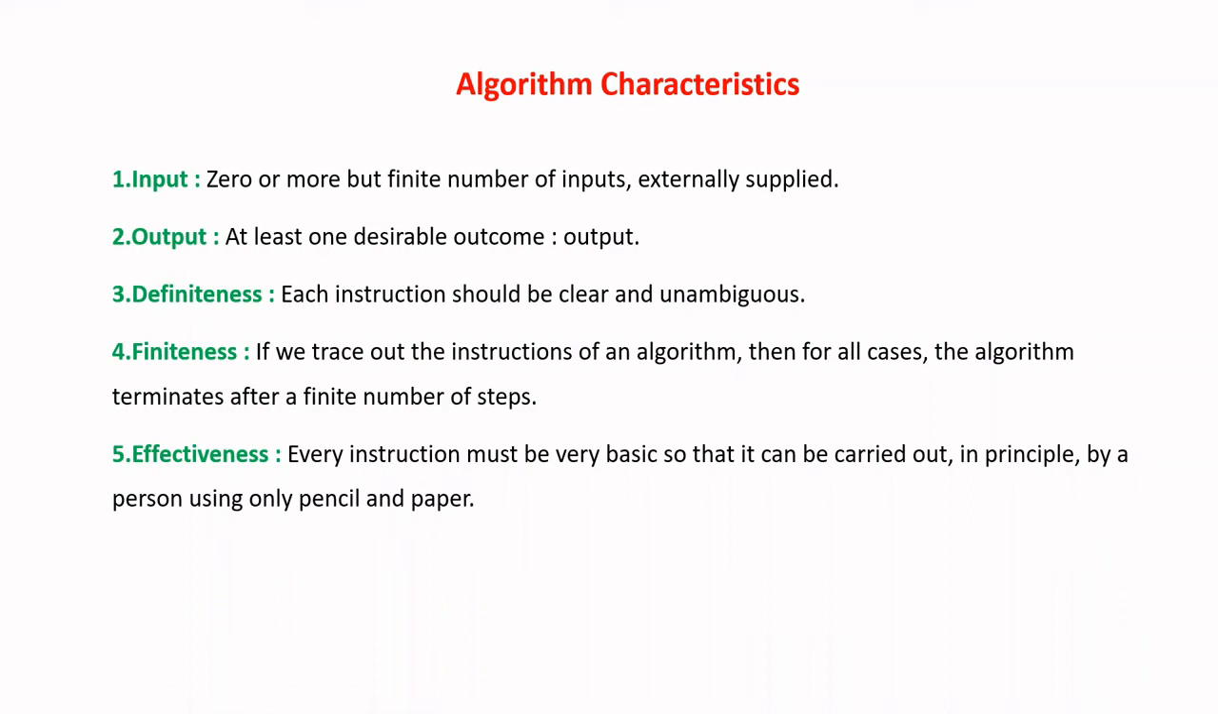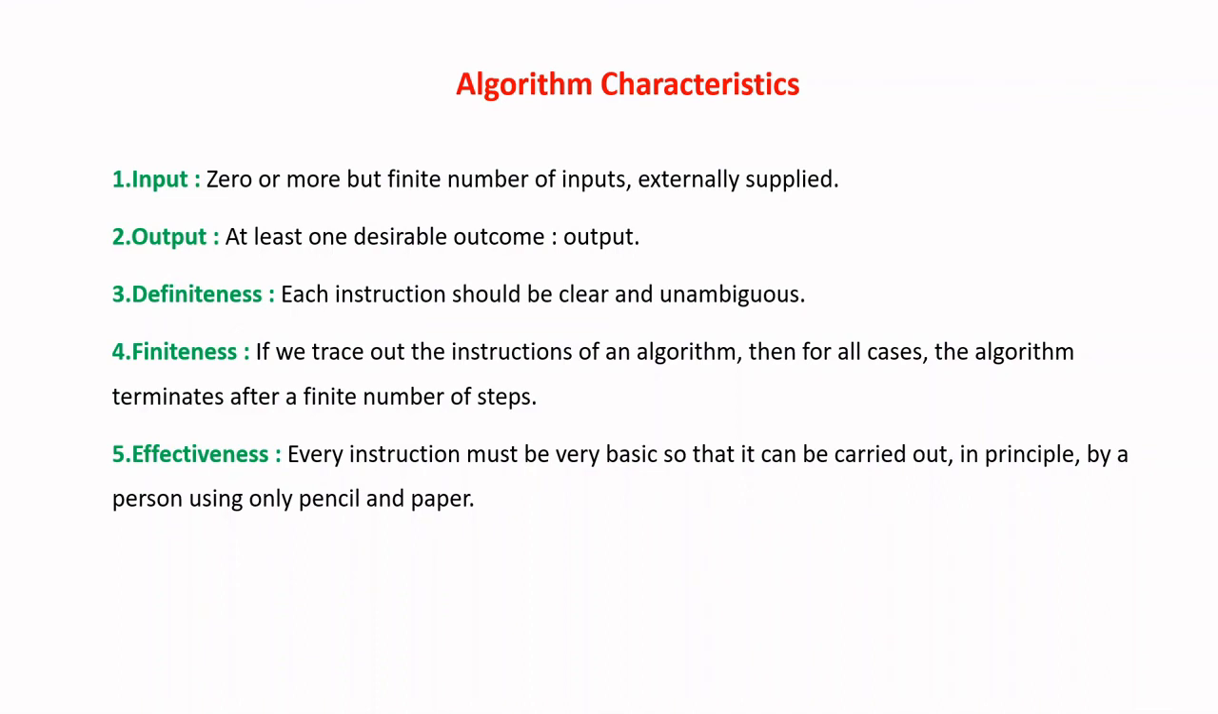The fourth characteristic is finiteness. Means if we trace out the instructions of an algorithm, then for all cases the algorithm terminates after a finite number of steps. It should not be like that if you run that algorithm, it will go into an infinite loop. Whatever steps are present in your algorithm, all steps should be in finite number. Your algorithm should end somewhere. It should not go on and on and on. Means your number of instructions should be finite.